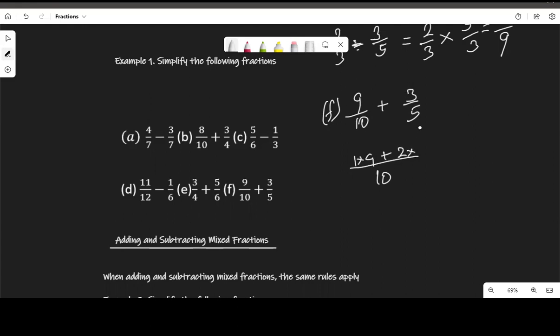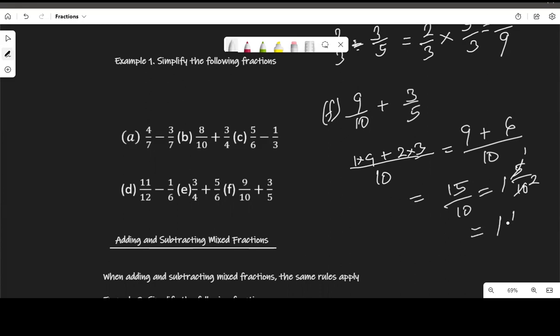Multiply that 2 by this 3 here, which is 1 times 9 is 9, 2 times 3 is 6, over 10. 9 plus 6 is 15, 15 over 10. And 15 divided by 10 is 1 remainder 5, 1 whole number, 5 over 10. 5 in 5, 1, 5 in 10, 2. So our answer is 1 whole number, 1 over 2. That is it for addition and subtraction of fractions.